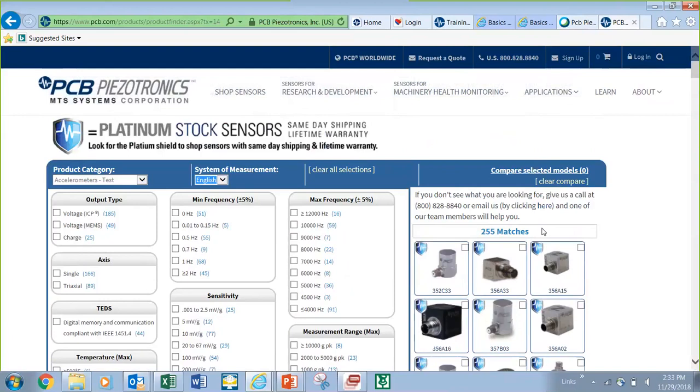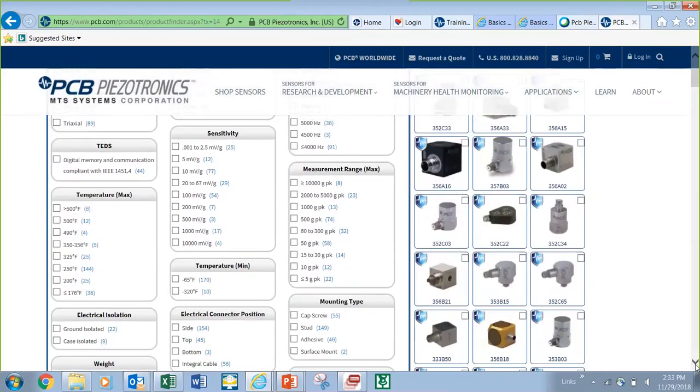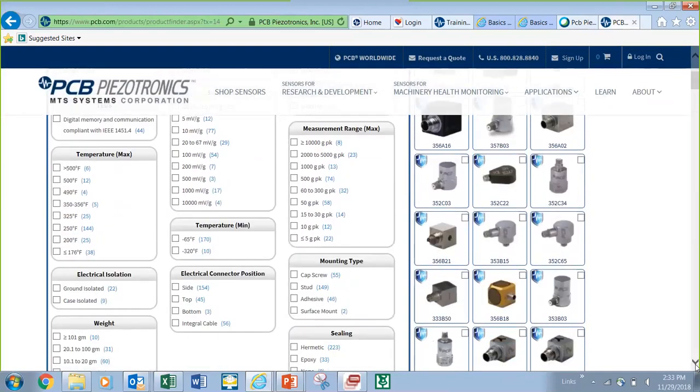And then your maximum frequency you expect to have to measure, your expected max G range in this case, and also your mounting type that's preferred, whether it be cap or stud or adhesive, or even surface mount type of sensors. The other thing to consider is sealing.